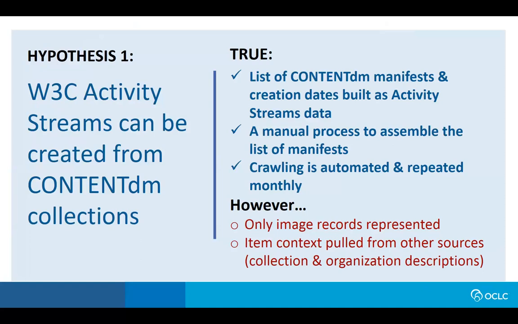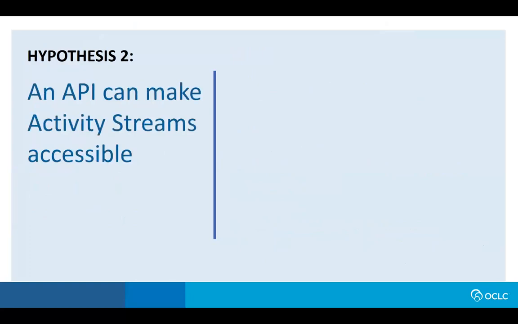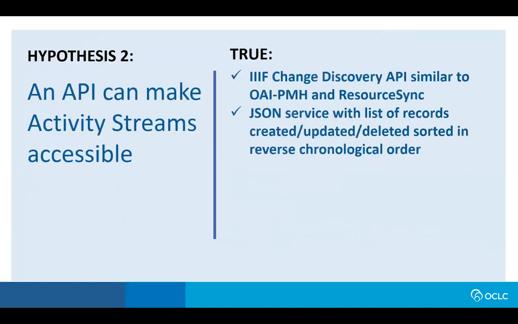So that basically worked though. So true, we can do that. Then let's formalize it a little bit more and look at the IIIF API. This Change Discovery API is under development now. I think it's at version 0.3, in its third iteration. If you think of the Change Discovery API, it really is similar to OAI-PMH, if you're familiar with that, or similar to ResourceSync. It's just a way to know what is in a system and to know about its activity.